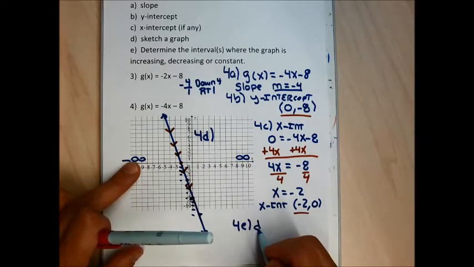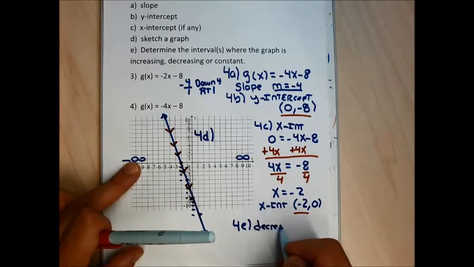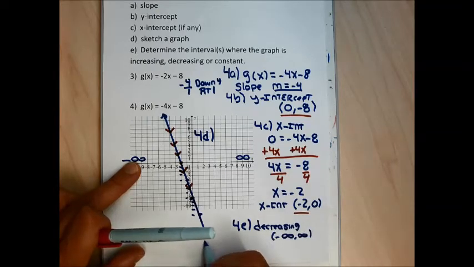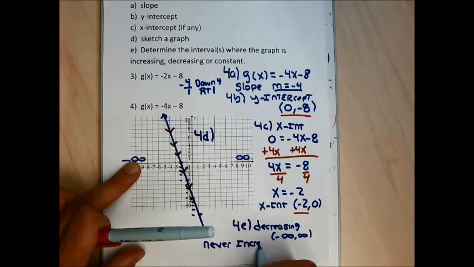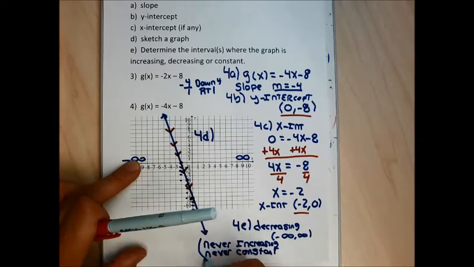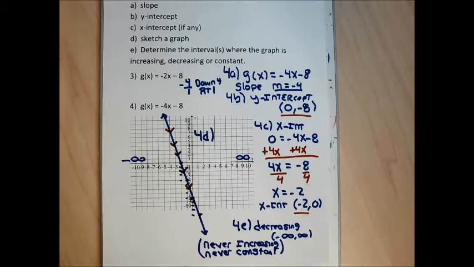So when I go to answer part E, where the graph is increasing, decreasing, and constant, I'm going to say this graph is decreasing in the interval from negative to positive infinity. And if I want to, I can add that it's never increasing and it's never constant. But you don't have to include the never part, but you can. So that hopefully is enough for you to do question 3. Now we'll move on to 5 and 6.